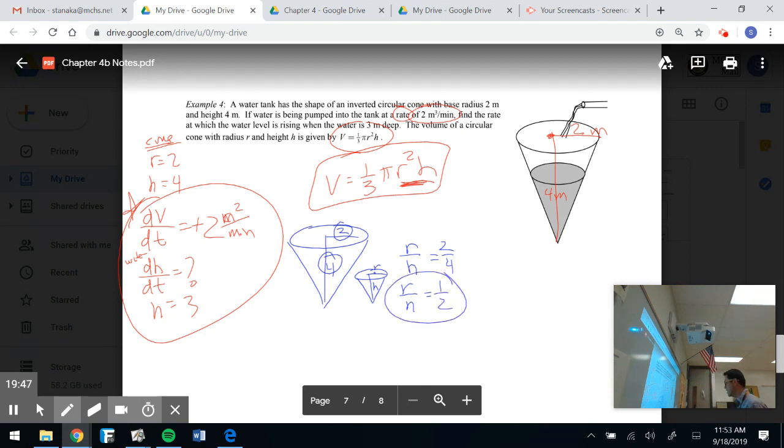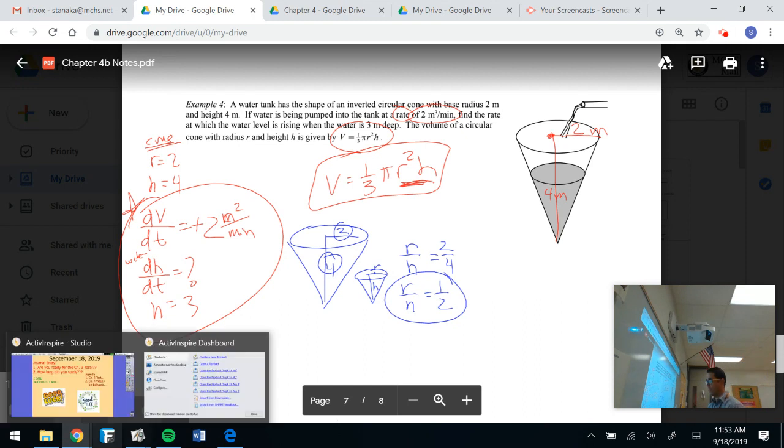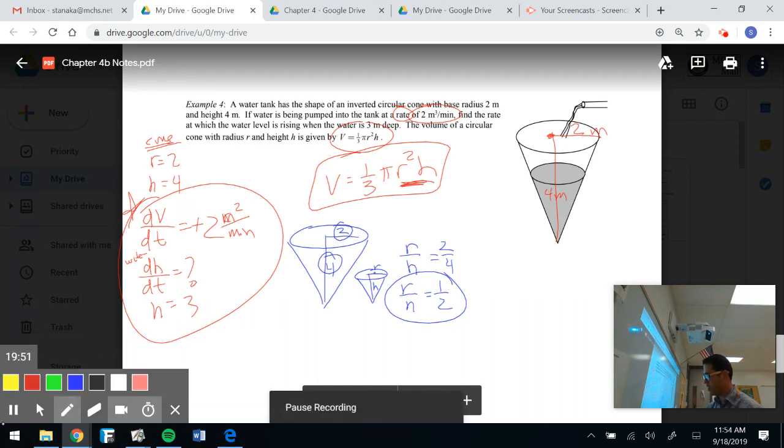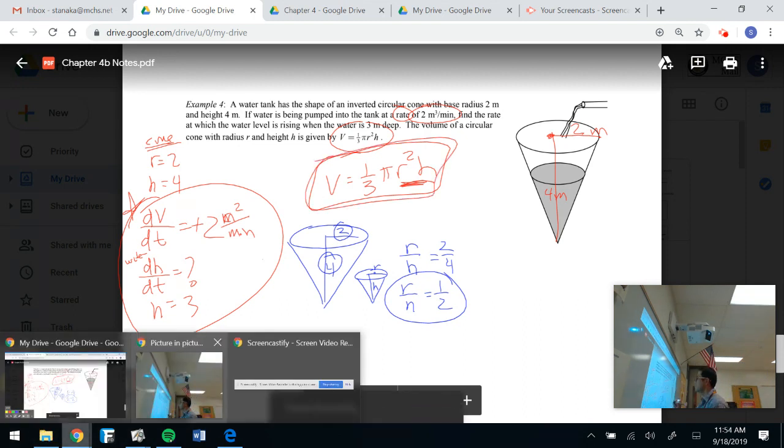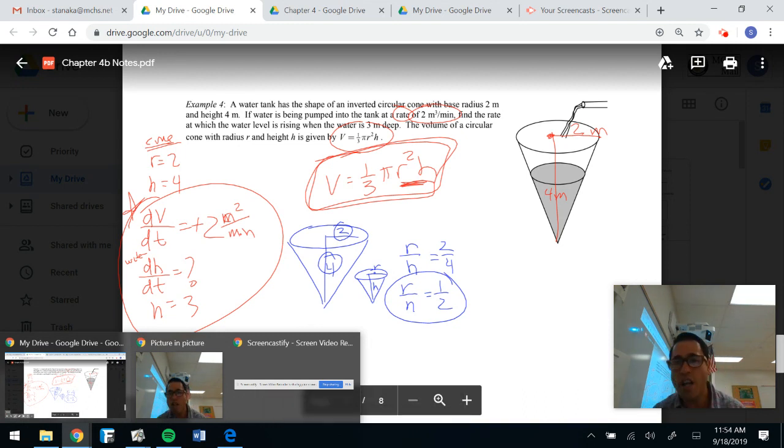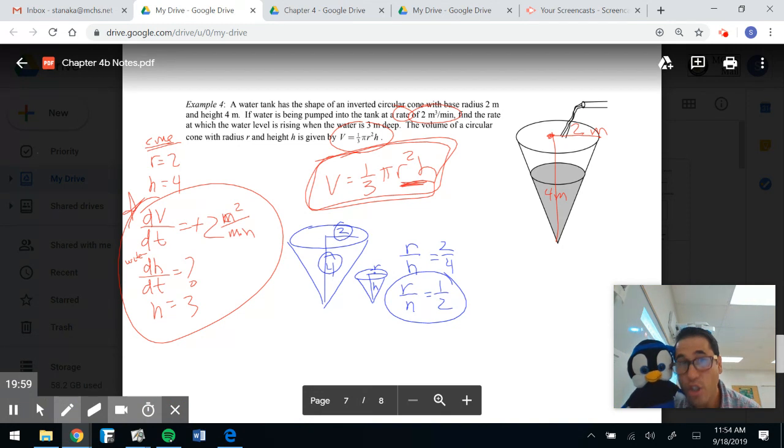Now the question is, do I want the equation up here in red to have all r's in it or all h's in it? Guess what? It's kind of a simple question. Look at what you're trying to find. What is the question asking, Holmes? The question is asking, hey, what is dh/dt when h is 3? So if that's the case, that means I want that to all be h's.